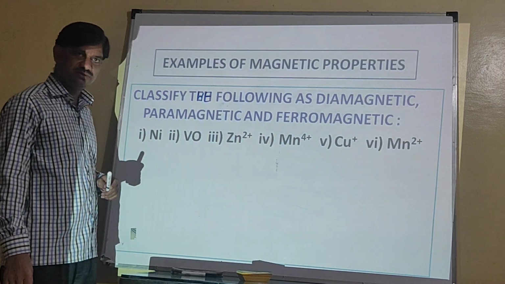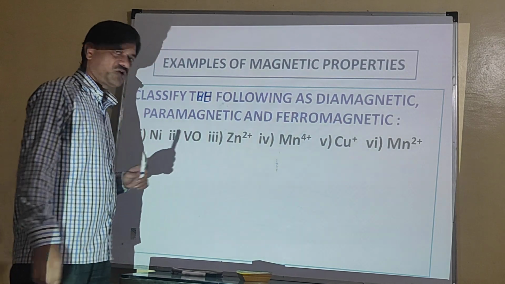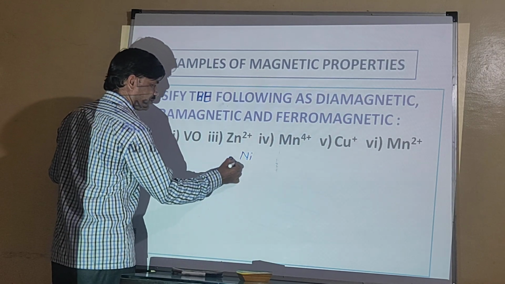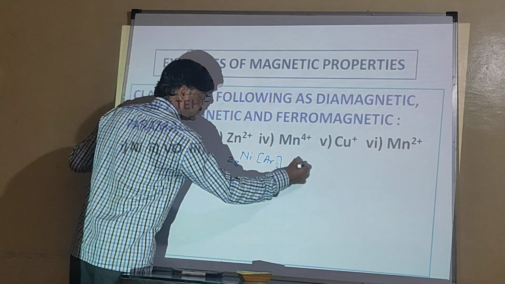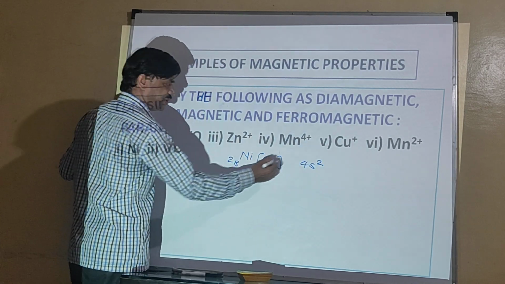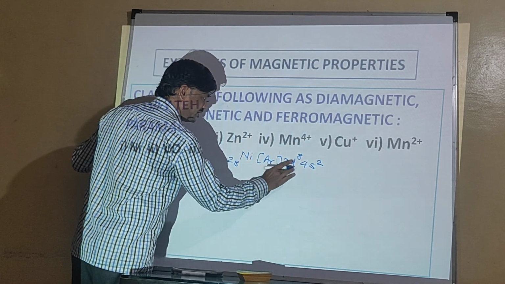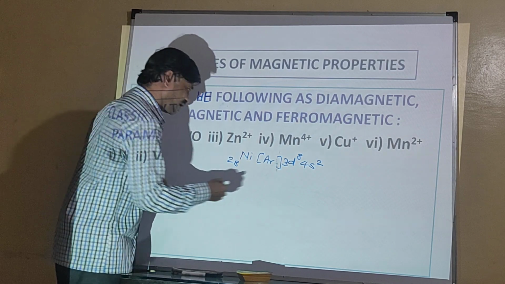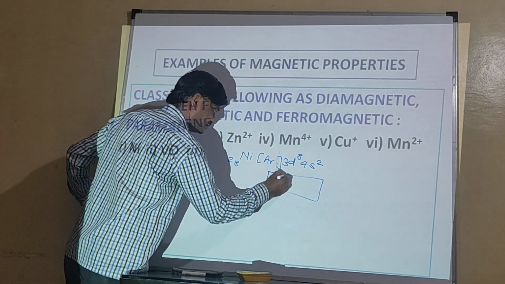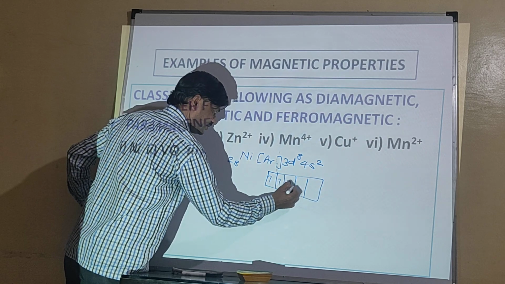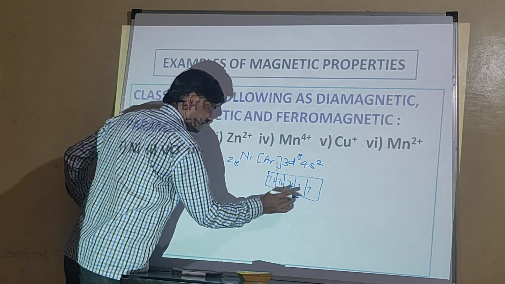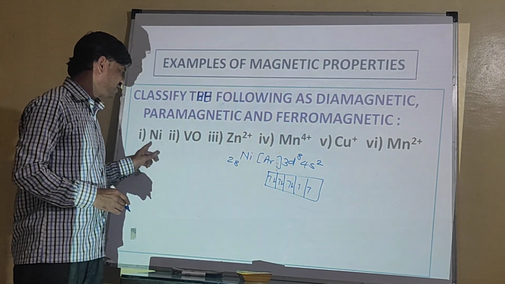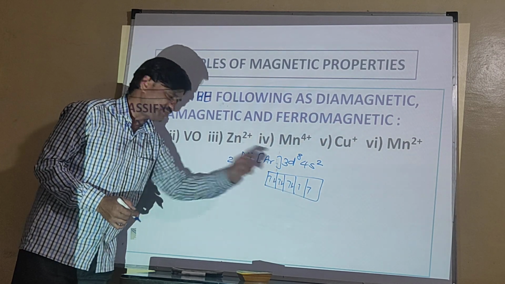Can you tell me the first species, known to be nickel? What is the atomic number of nickel? 28. So tell me how to write nickel. Atomic number 28. Argon, 4s2. 18 plus 2, 20. So the rest becomes 3d8. What does 3d8 indicate here? Check this one: 1, 2, 3, 4, 5, 6, 7 and 8. What are you getting here? Unpaired electrons. So this is what kind of species? A species having unpaired electrons.